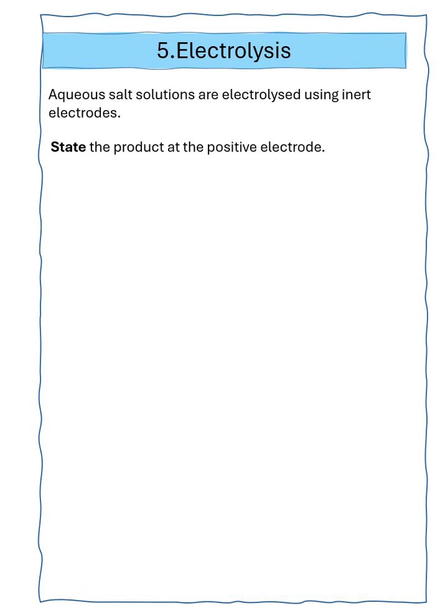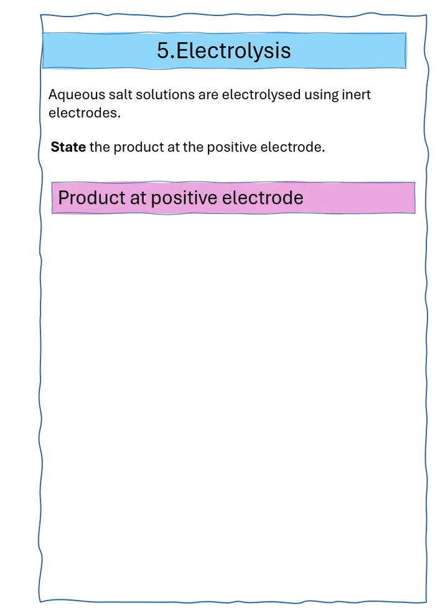Question 5 says state the product at the positive electrode. So we're carrying out electrolysis of aqueous salt solutions, and we're interested in what happens at the positive electrode. So it's going to be the negative ions that are attracted to the positive electrode, and the rule for this is if the negative ion is in group 7, then we get group 7 formed, and if it's not in group 7, then we get oxygen formed.